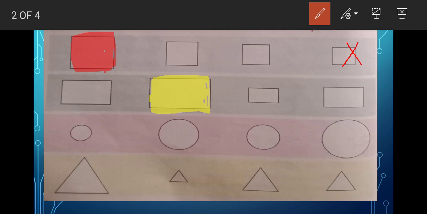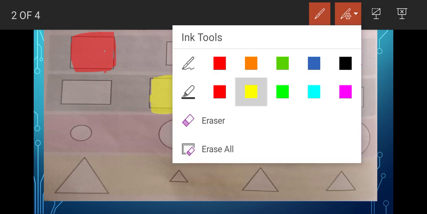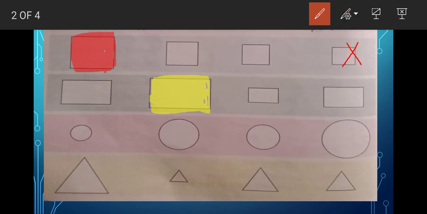So this is the biggest rectangle I have colored, and the smallest one is this one, right? The smallest one is this one, so I am crossing the smallest one.